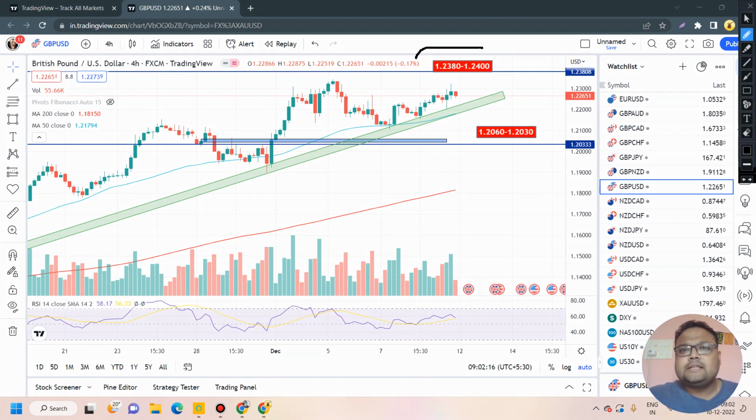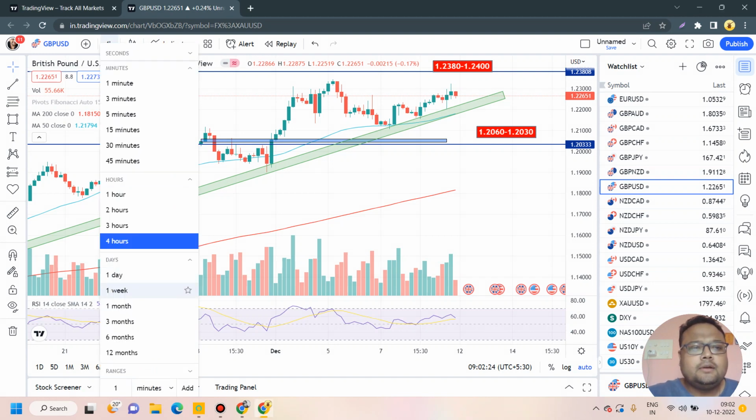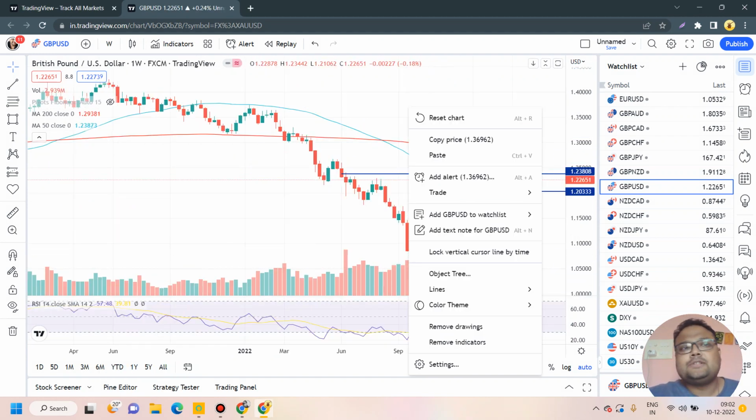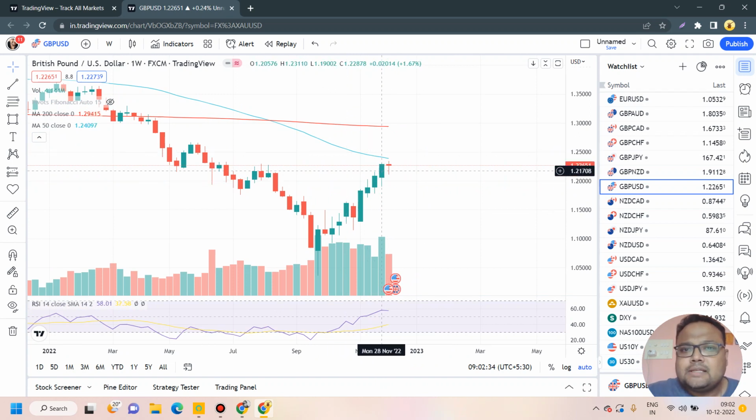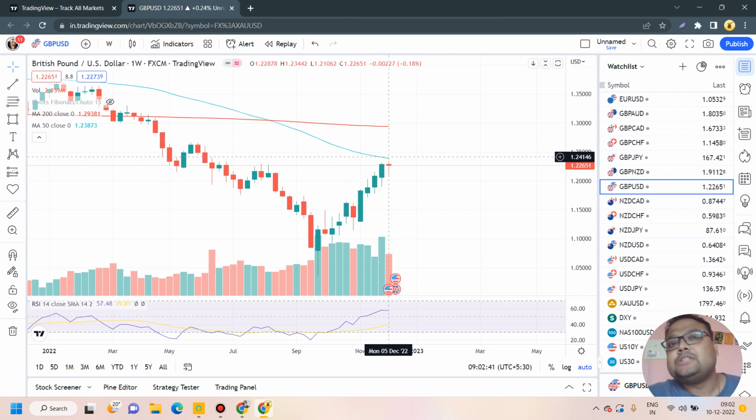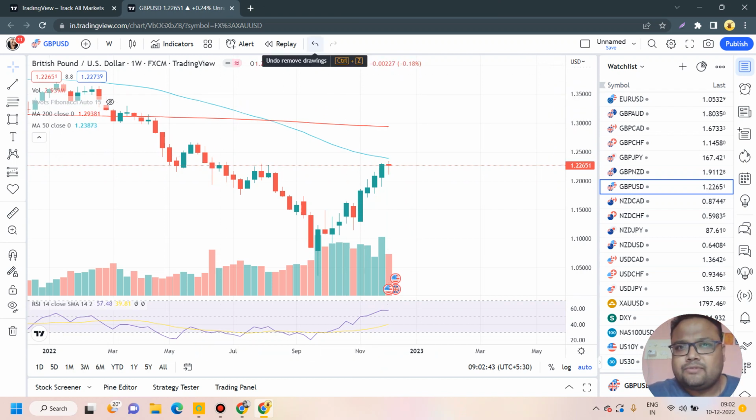We have a resistance around 1.2380, 1.2400. We are considering this level because of the presence of the dynamic resistance on the weekly time frame, because of the 50 moving average here. You can see the 50 moving average is standing here, and market is struggling to cross this level. So yes, market will have to cross this level to resume the uptrend, and right now market is facing some trouble.